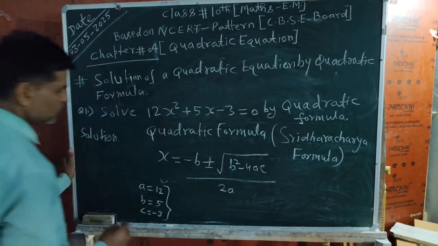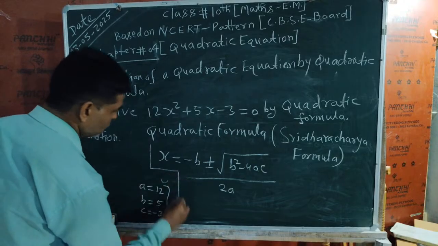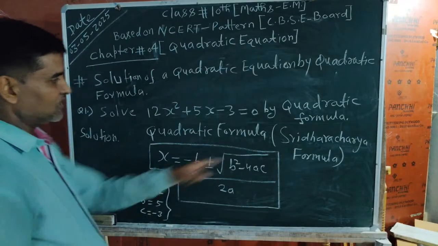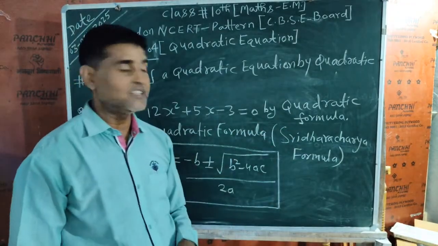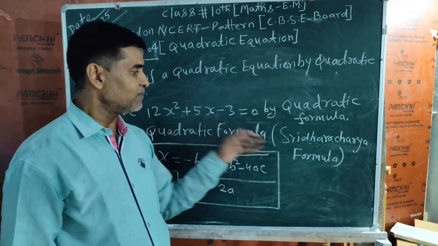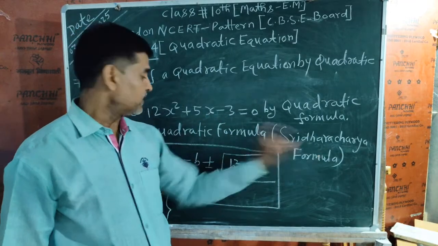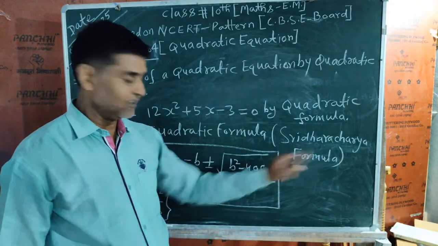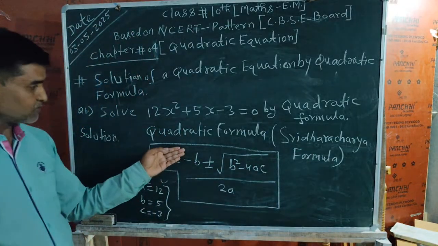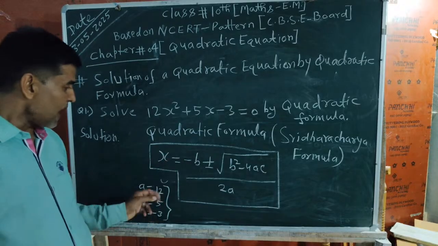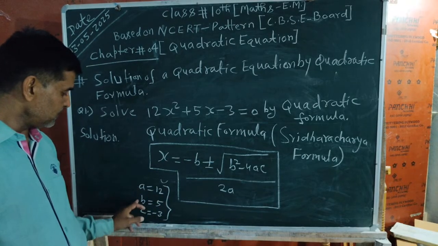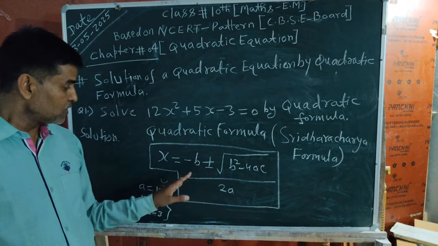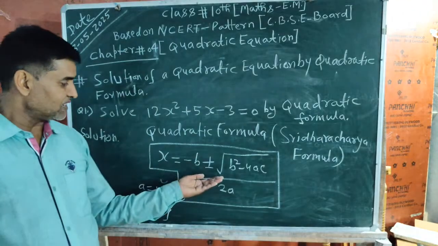So I have to use this formula, which is given by a mathematician whose name is Sridharacharya. Therefore I say a quadratic equation can be solved with the help of the quadratic formula or Sridharacharya formula. Both have the same meaning. Okay student, now in this formula, I have to substitute the values of a, b and c where they are available.